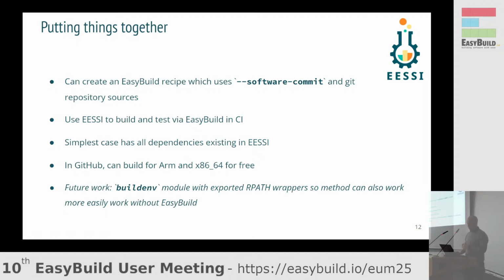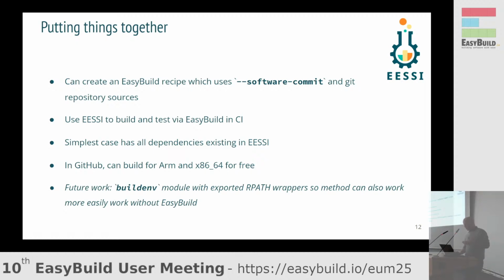So the simplest case is where all of these dependencies already exist in EasyBuild and you just want your own application. Pedro will go into more complicated cases in a minute, right? So I'm just going to show you the easiest case. In GitHub these days, I don't know if you know, but you can test on ARM and x86. So you can do your ARM testing in GitHub for free as well.